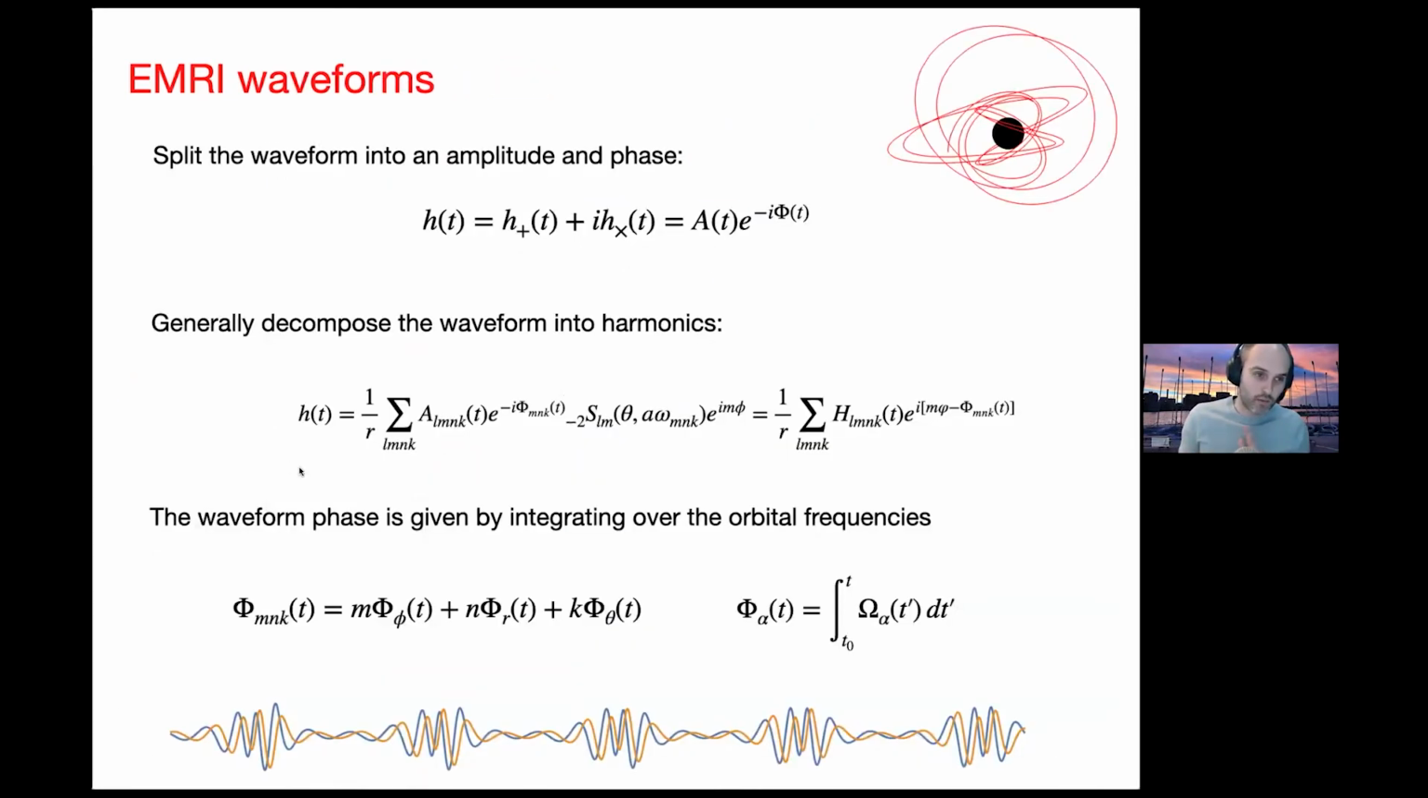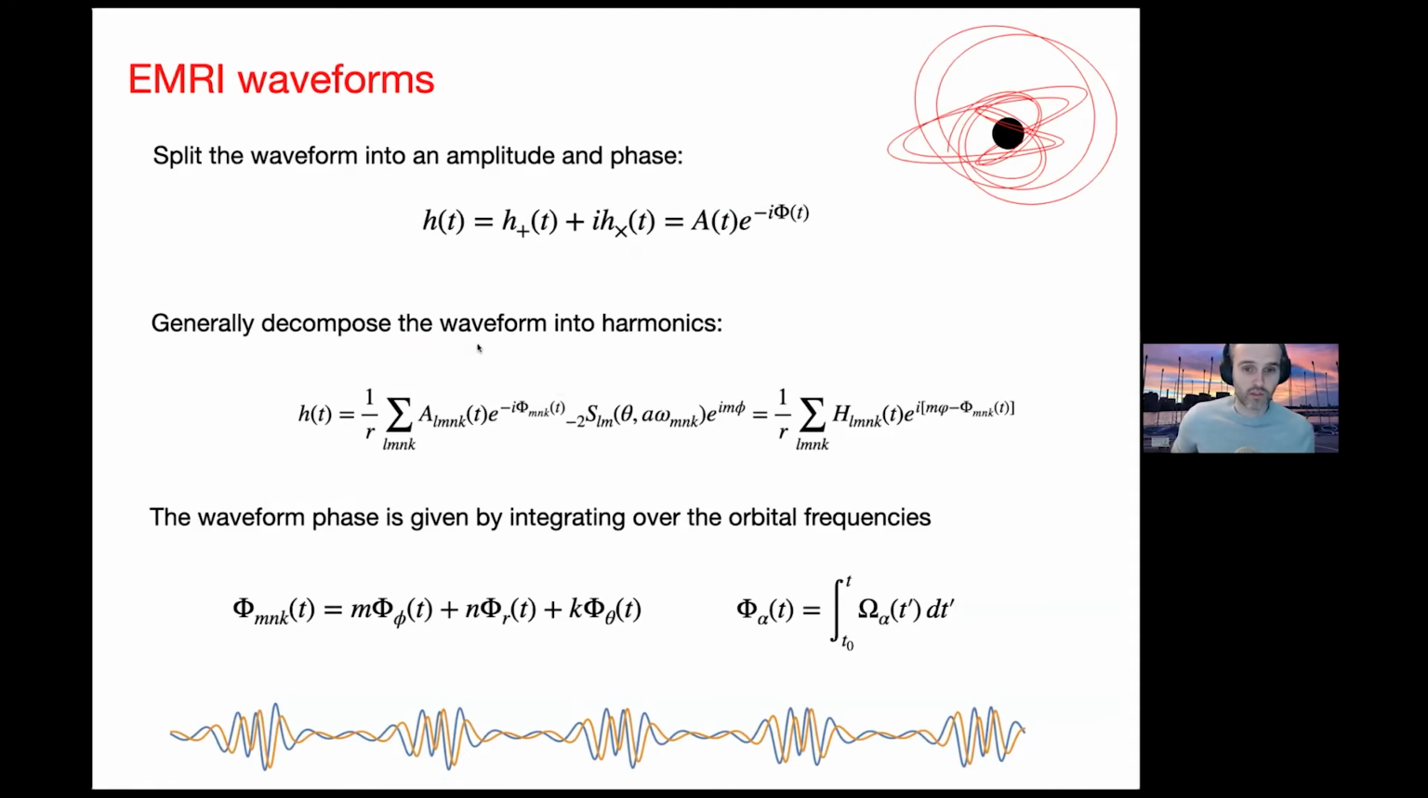Just say a little bit more about waveforms. They're going to come up throughout the talk. So what we will do as a standard is we'll split the waveform into an amplitude and phase. So here's the total waveform, which we'll write in its complex form as the plus polarization plus i times the cross polarization, which we'll write as an amplitude times a phase factor.